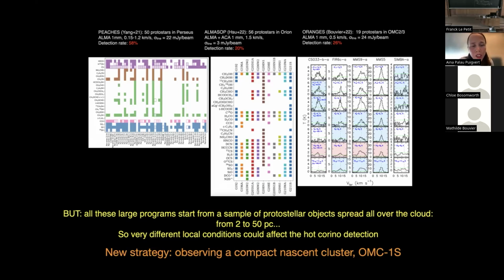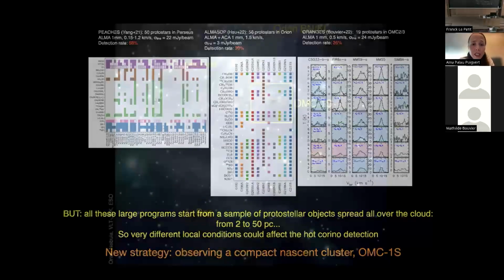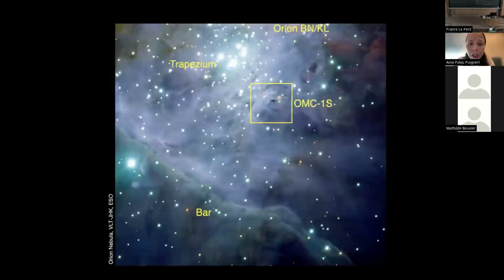So our approach here has been to select a cluster that is very compact, where the different local conditions of the cloud might not affect so strongly, or at least we can control them better. So for this, we focused on the Orion Molecular Cloud 1S cluster. It's about 0.1 parsec southwest of the Trapezium, to the south of Orion BN/KL, and about 0.2 parsec northwest of the Bar of Orion.